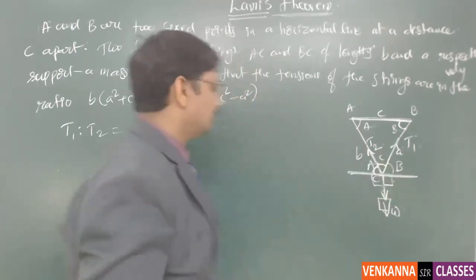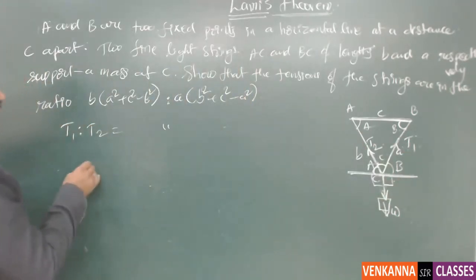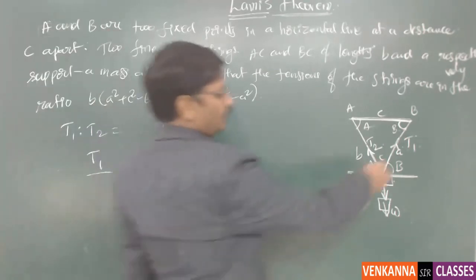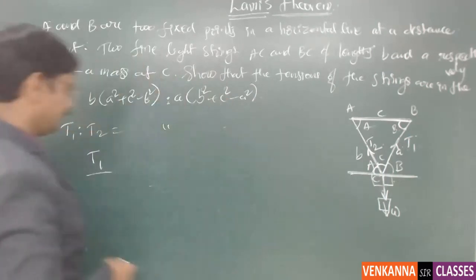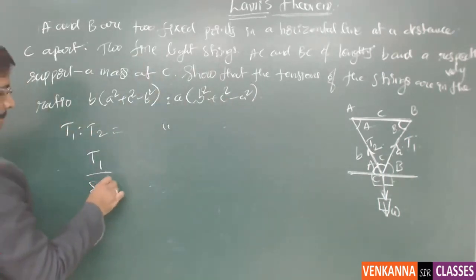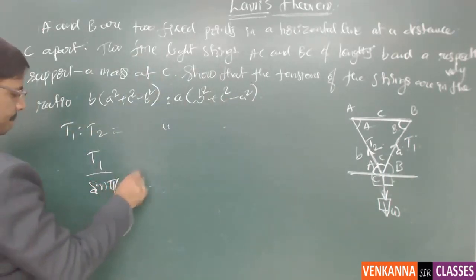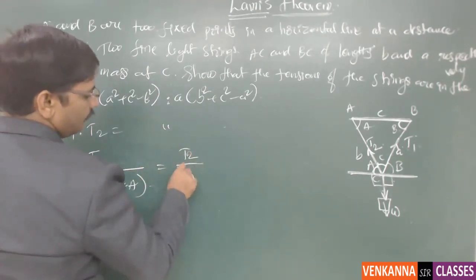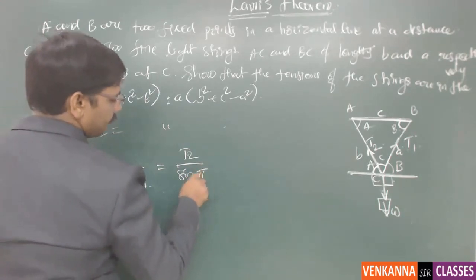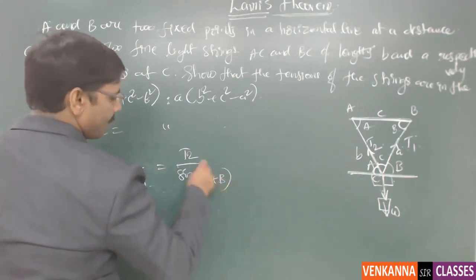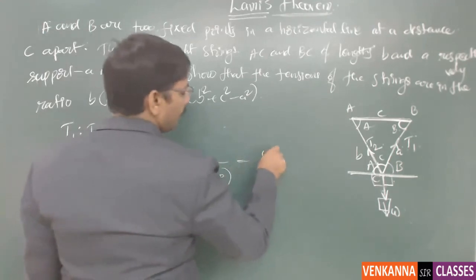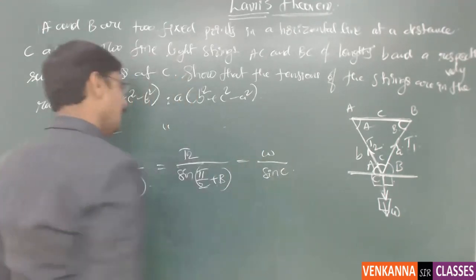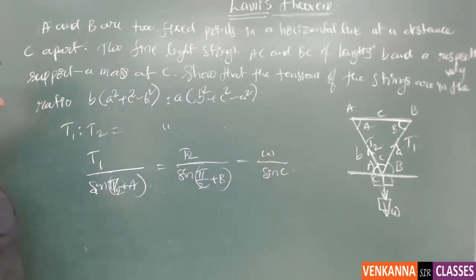Apply Lami's theorem on this, right? To apply Lami's theorem, T1 by sine of 90 plus A is equal to T2 by sine of 90 plus B, and the same thing, W by sine C. So this is Lami's theorem. Sine 90 plus theta is cos theta.